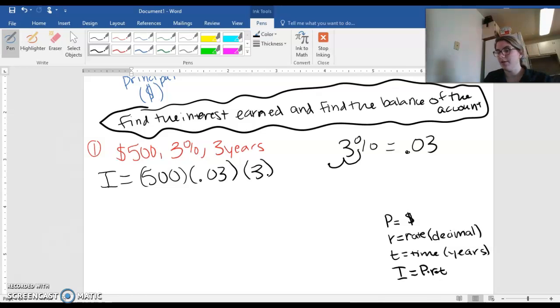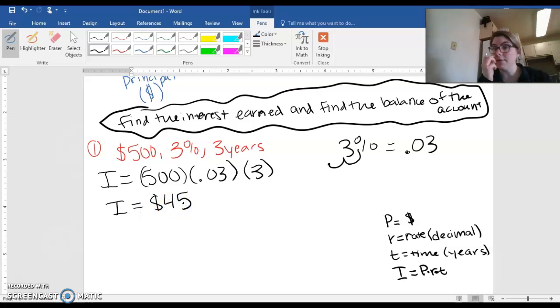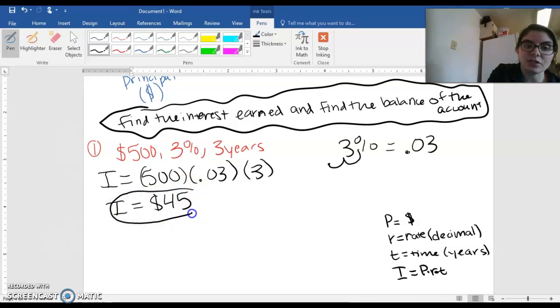So you can take your calculator, again, phone, iPad, whatever you have, 500 times 0.03 times 3. Okay, so that gives me $45. So I know my interest is going to be $45. So I put that $500 in. After 3 years, the interest is going to give me $45. Okay, so that's my interest earned.